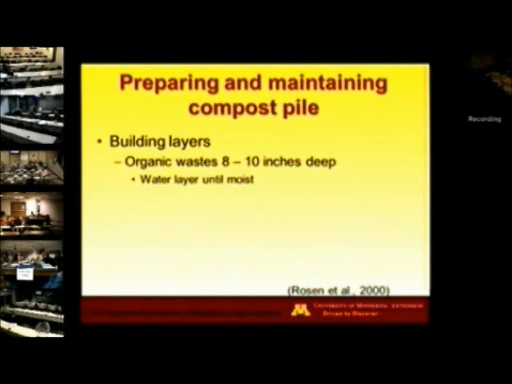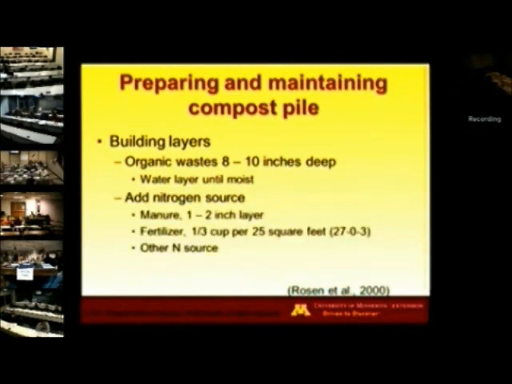So your organic waste, put that in a layer 8 to 10 inches deep. Again, your more coarse material towards the bottom. Then you can water that layer until it's moist. Again, not soggy, but just moist. Then you can add a nitrogen source. Again, we went over some organic sources such as manure. You could use bone meal or blood meal. They would all work, probably blood meal over bone meal. Or if you want to use lawn fertilizer, again, that would work. Or some other nitrogen sources.